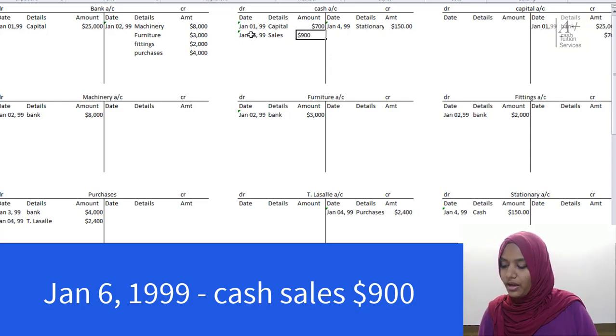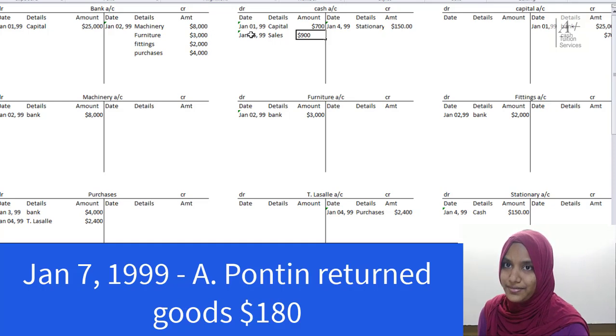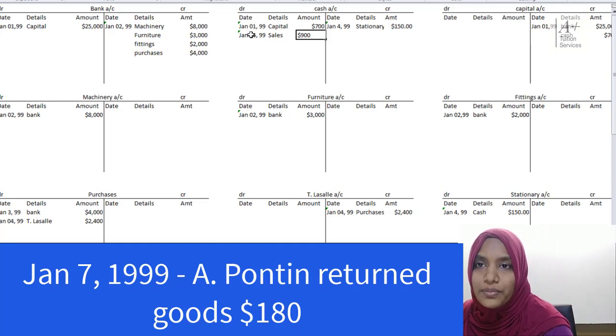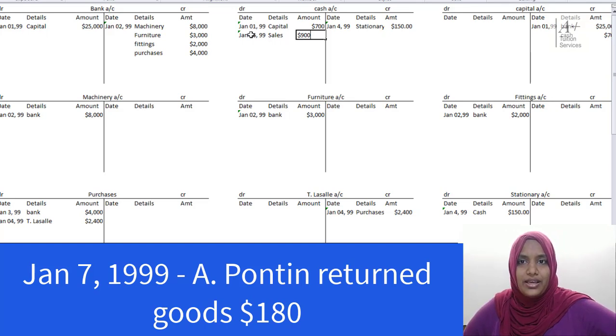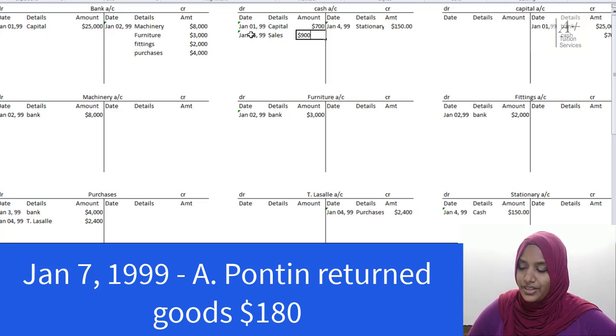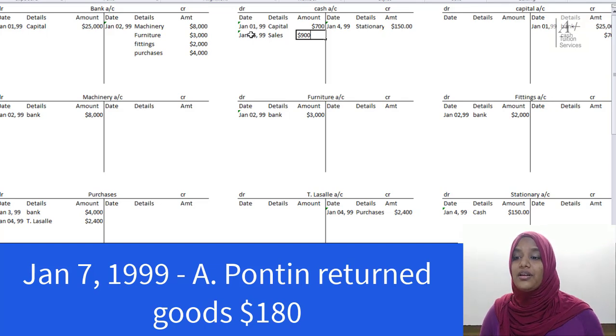Now we have purchases return. Okay, remember, all purchases return is credited in terms of accounts, right? So next transaction read A. Pontin return goods $180. So A.